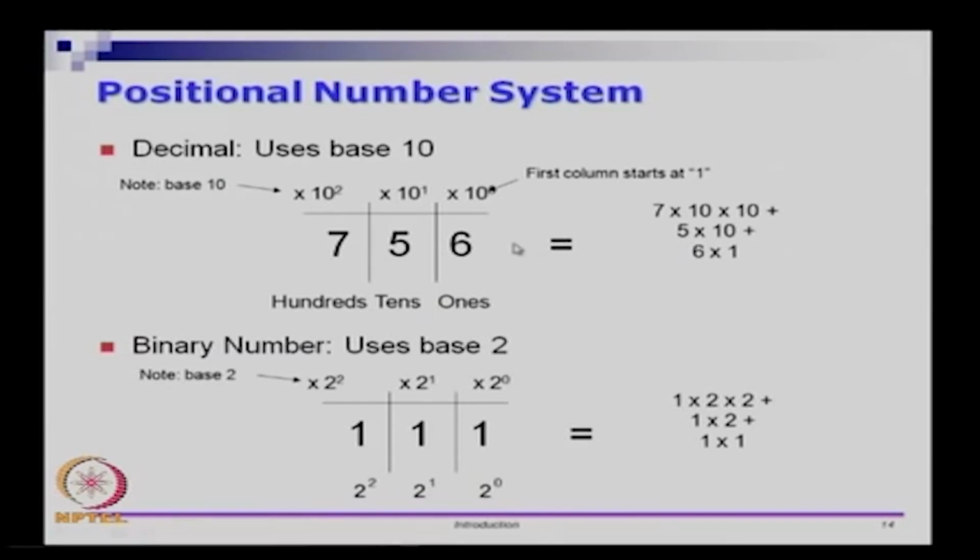If you had a decimal, let's say 756.4, then when you cross the dot, it actually goes as 10 power minus 1, 10 power minus 2 and so on down. The same thing can be done with so-called binary numbers.